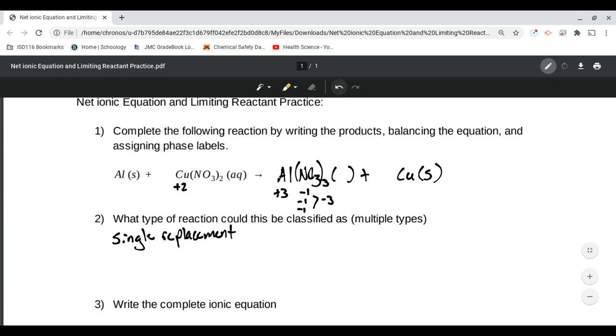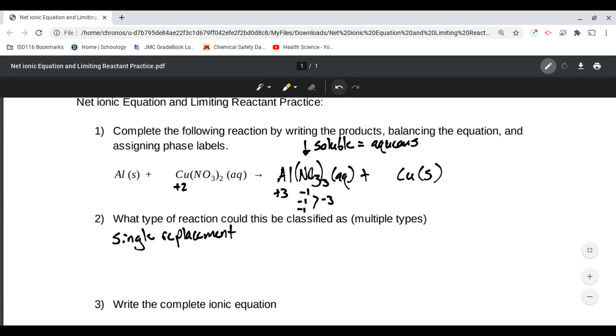So we're pretty much set up as far as what our products are. We can assign phase labels right now. If you go to a solubility table, whether it's one that you're given on an assessment, or if you are looking online, you'll see that whenever anything includes nitrate, it's going to be soluble, which is the same as aqueous, or AQ. So our two products are aluminum nitrate and solid copper.